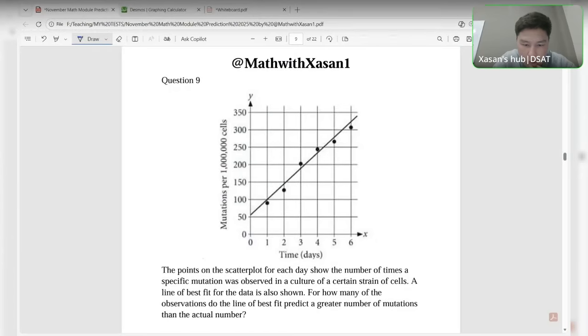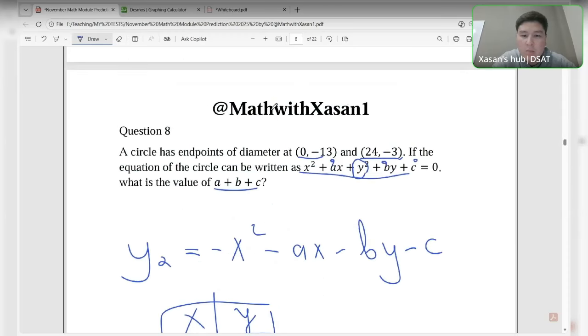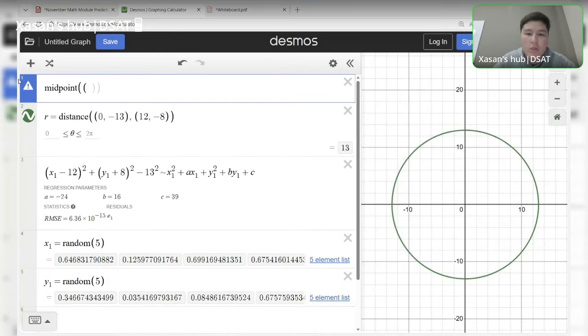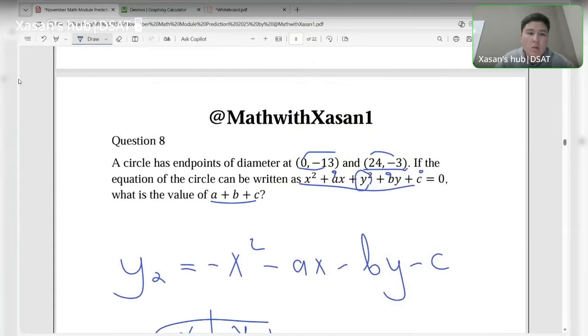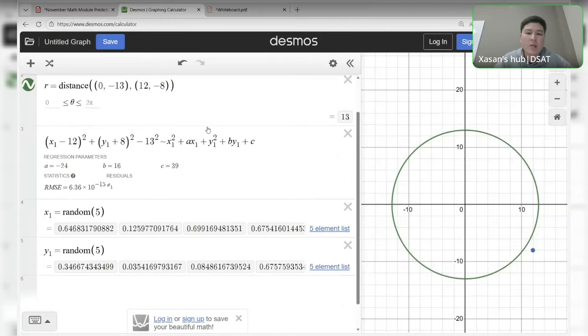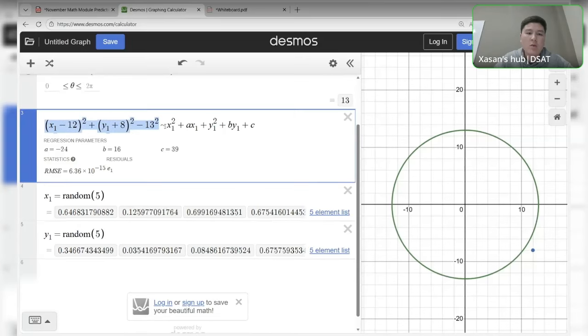Do you know how you got the center? I didn't understand. The center is just the middle of these 2 coordinates because they are the endpoints of the diameter. So I just find it by using the midpoint of the 2 points, (0, -13) and (24, -3). This is the center coordinate, 12 and negative 8. Then I found the radius by using the distance formula, then created the equation on the left side of the circle, equalized it to the given expression and got the values of a, b, c.